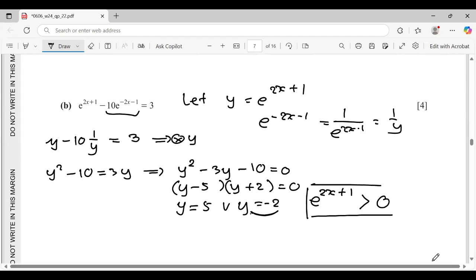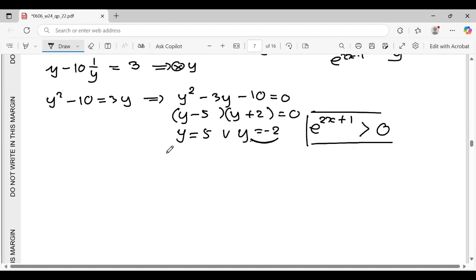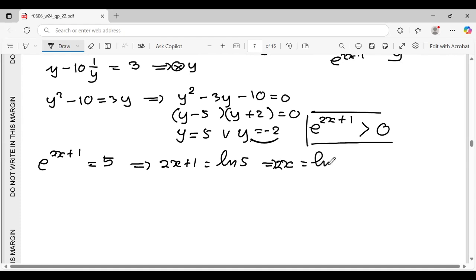Okay, so now we will consider y equal 5. If y equal 5, it means e to the power 2x plus 1 equal 5. So we can state that 2x plus 1 equal ln 5, like this. So it means 2x equal ln 5 minus 1, or x equal (ln 5 minus 1) over 2. This is the solution.